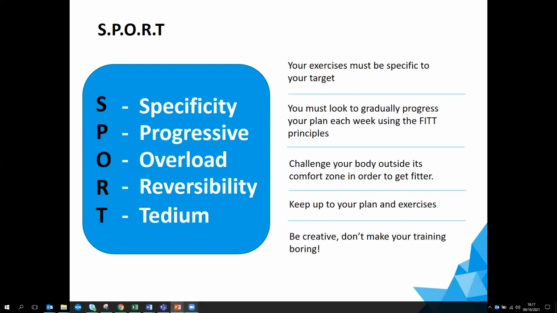T is for tedium. Make your health and fitness plan as exciting and as creative as possible. If the same activity is frequent in your plan, then you may find that your training becomes repetitive and boring.